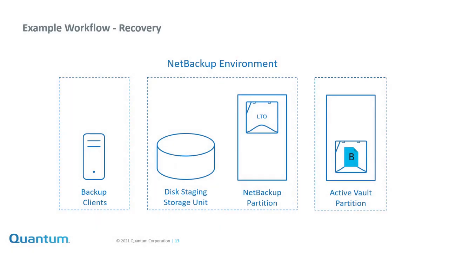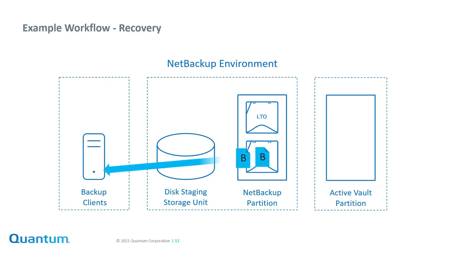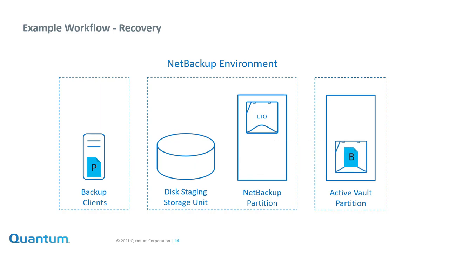With our primary copy and local backup no longer available, our environment looks more like this, with the safe copy of the data in the Active Vault partition. We give the library admin a call and have them move the required tape back into the NetBackup partition. Access to the library UI is protected with two-factor authentication, so this is a very secure operation. From there, we tell NetBackup to restore the data back to its original location, and our recovery is complete. We then re-export the tape so that it's again protected in the Active Vault partition.